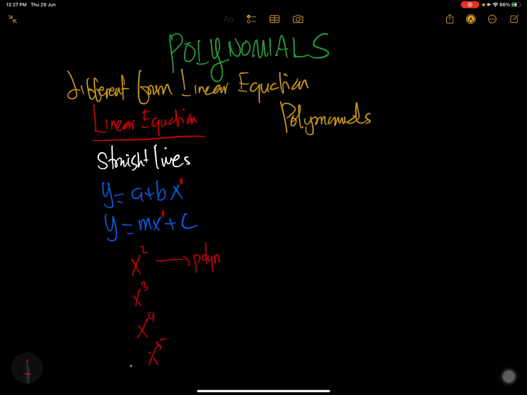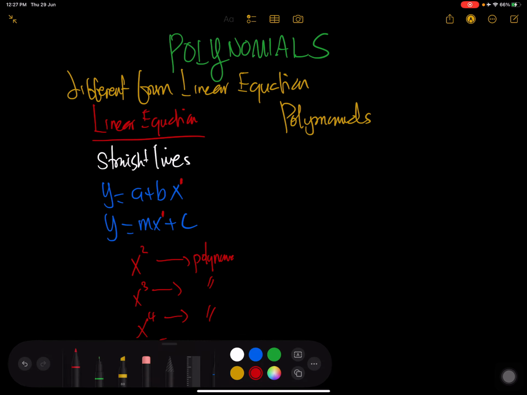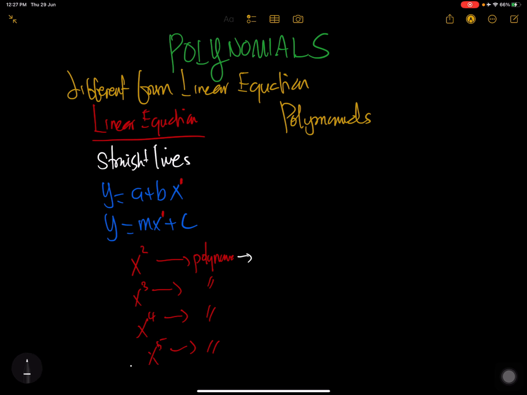So this is a polynomial. This is also a polynomial. This one is also a polynomial. That's also a polynomial, but they have names. This polynomial here is known as a quadratic because the degree is 2. This one here is a cubic because the degree is 3. And then there's a quartic because the degree is 4, in that order.